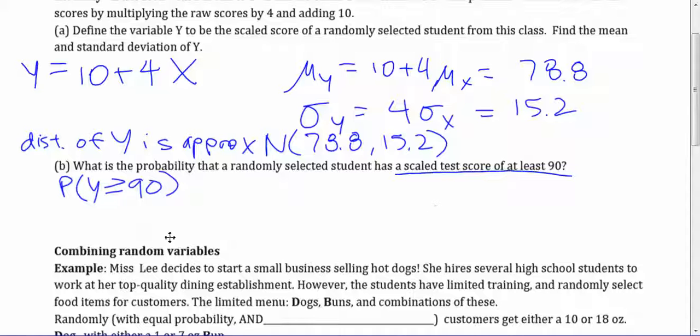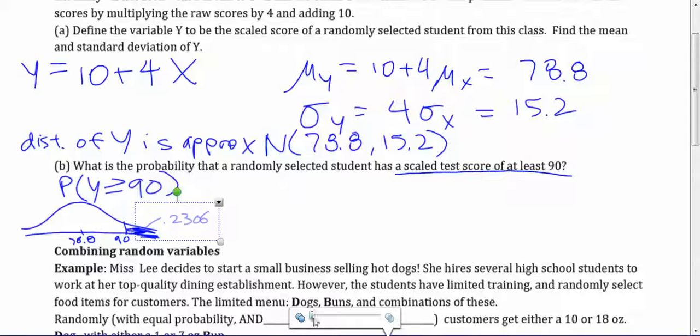I'm going to draw a sketch. So again, this is going to be normally distributed. So I draw a normal curve centered at 78.8. And so if I have a value of 78.8, then I know that this number is going to be greater than that. So I'm going to shade an area to the right of 90. And if I do that, I want to find this area here, this shaded area in the tail. I can do that on my calculator, and if I do that on my calculator, I'm going to end up getting a probability of 0.2306.